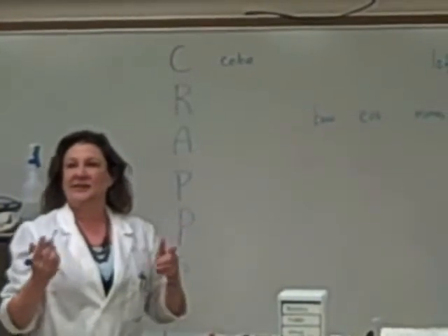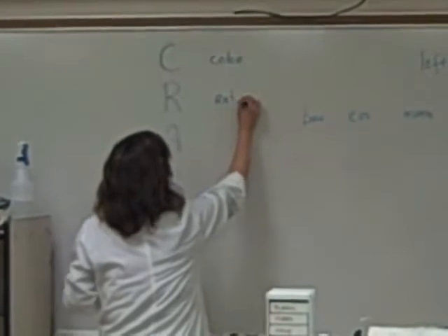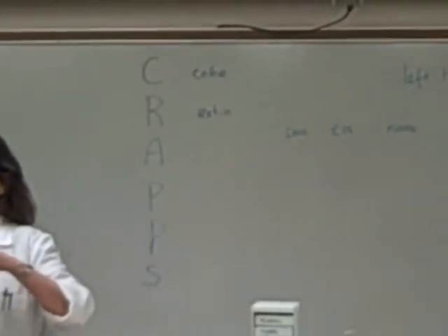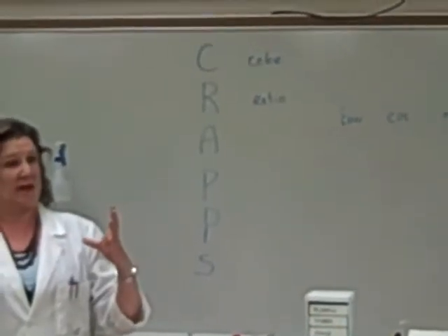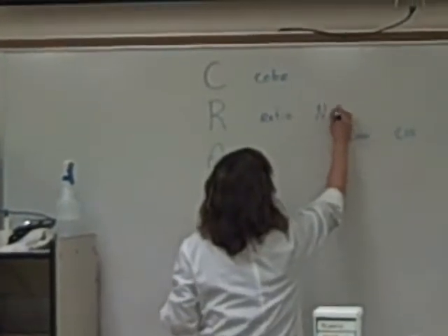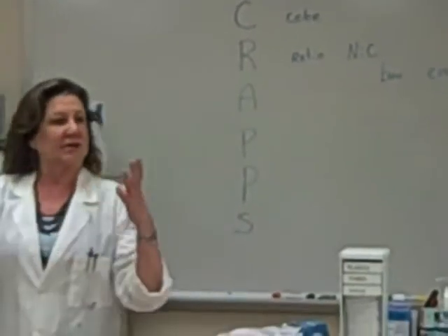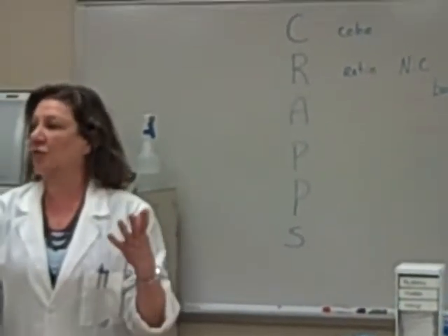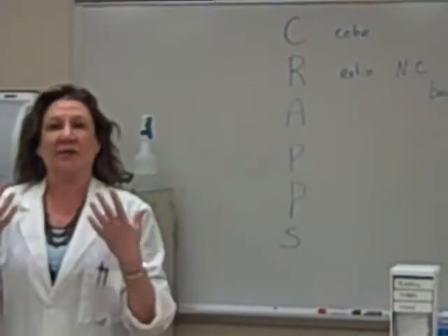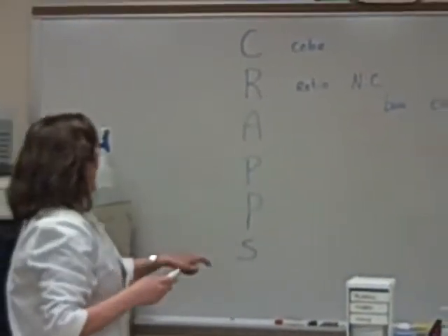R stands for ratio. And ratio means the size of the nucleus compared to the amount of cytoplasm. So we're going to look at the nuclear to cytoplasmic ratio. Is the nucleus large? Does it occupy the majority of the cell? Is there scant cytoplasm? That's important in identifying what type of cell you're looking at.